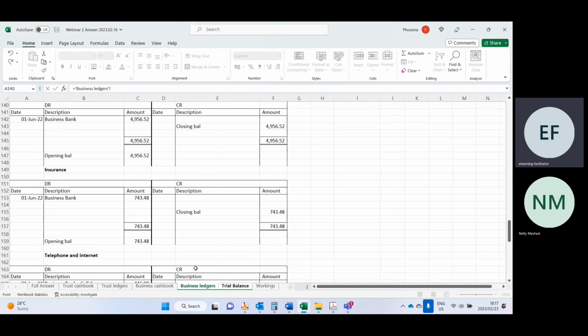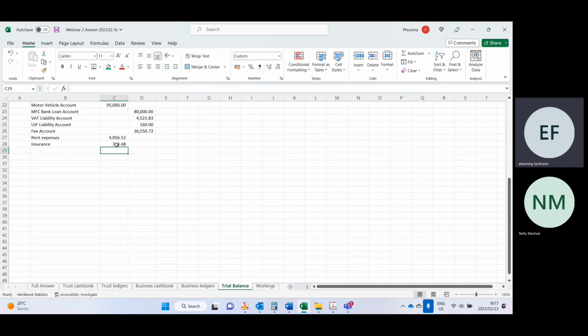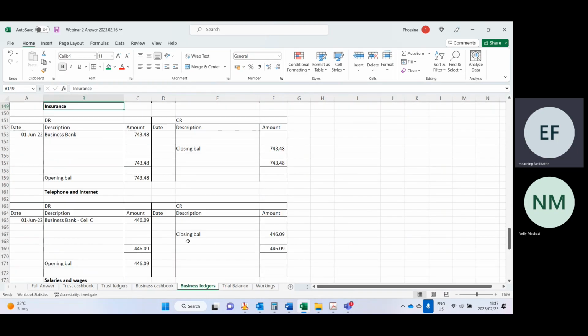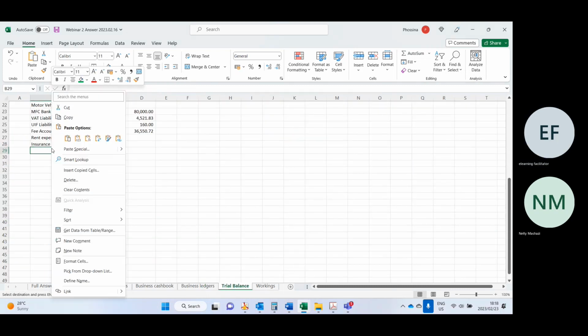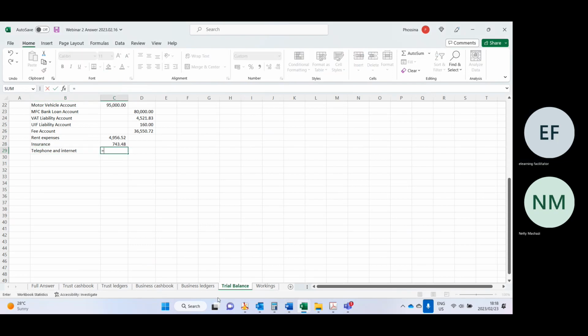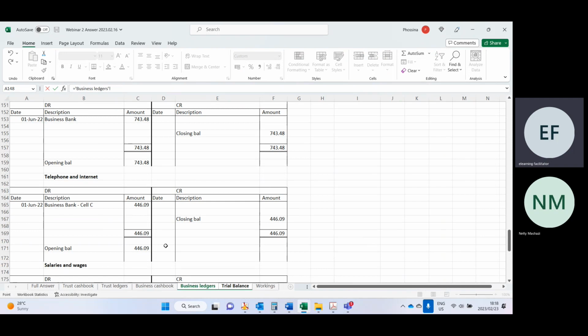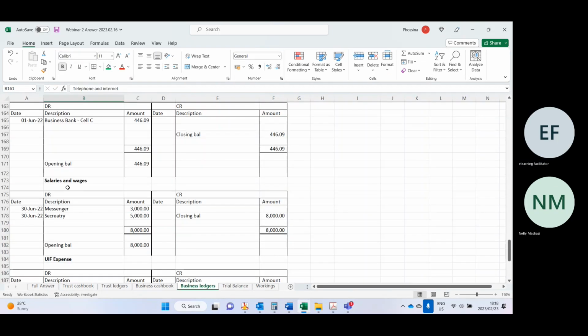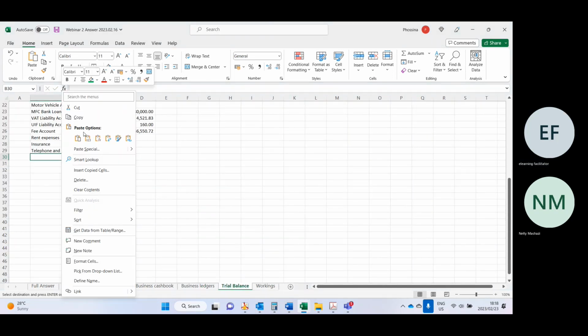And then we have your year trial balance, which is the one that you utilize to prepare your financial statements. And then your telephone account. So it's a matter of picking up everything. We take them over to our trial balance. Our salaries and wages, take them.